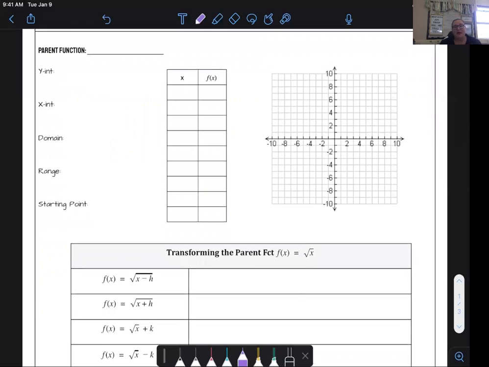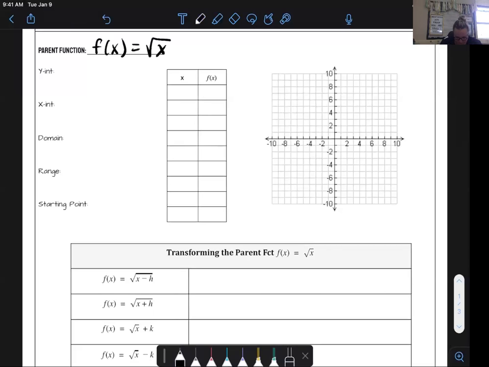So the parent function of all radical functions, or all square root functions, I should say, is f of x equal to the square root of x. This is a graph that we actually already talked about and worked on transformations of in Unit 2, Lesson 5, I believe, of first semester. So we've already seen this function and talked about it a little bit. This shouldn't be the first time you've seen it, but I know that was a long time ago, so I don't expect you to remember everything we did or said.